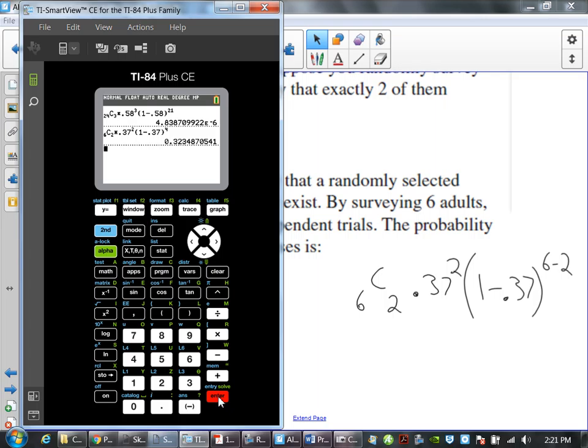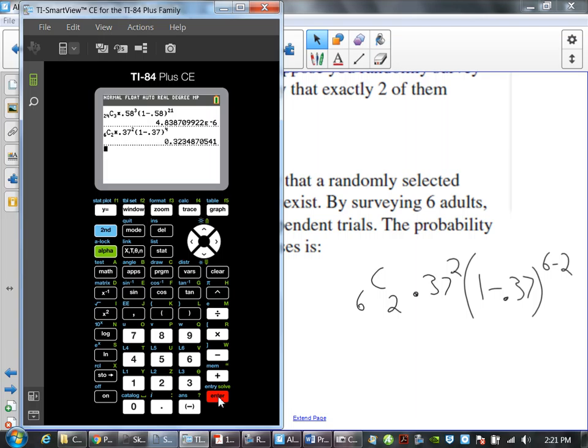Here's a nice little trick, though. Your calculator has a binomial distribution function already built into it. So you don't have to worry about using this C value, P value to a power, 1 minus P to some other power. There's a binomial distribution, and there's 2 forms of it. And it comes into play when you want exactly a certain amount, or when we talk about at least or at most. So there's going to be 2 different versions of this.